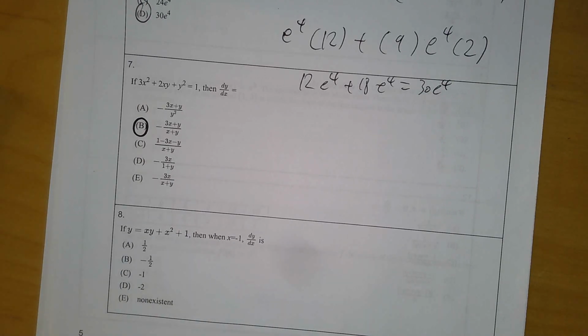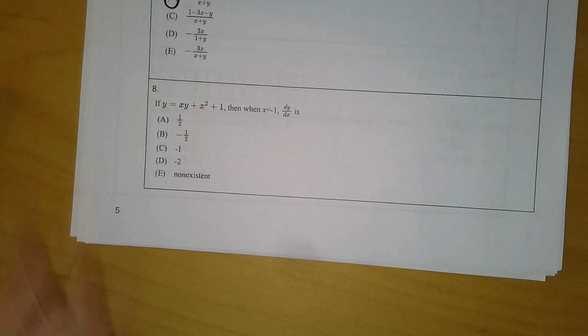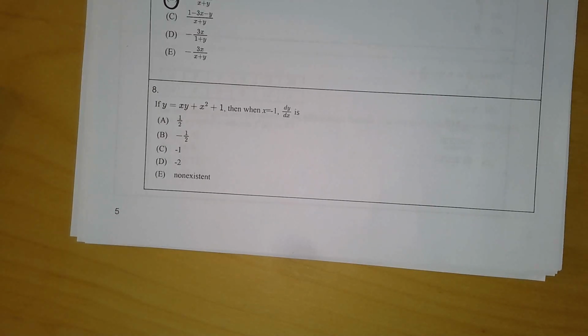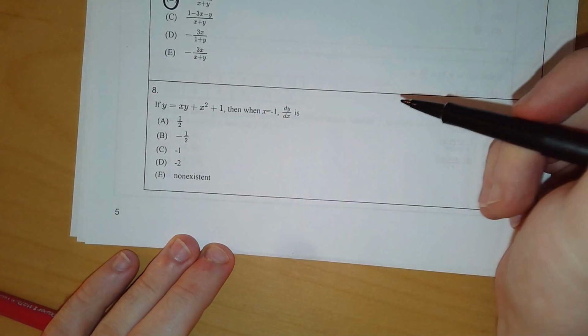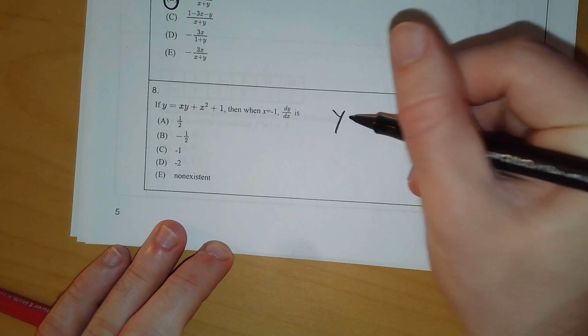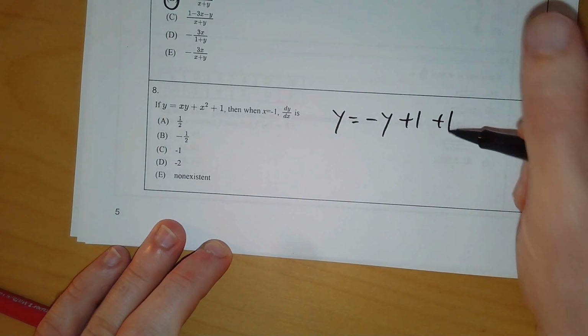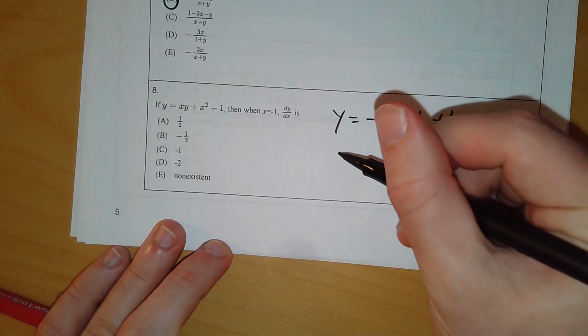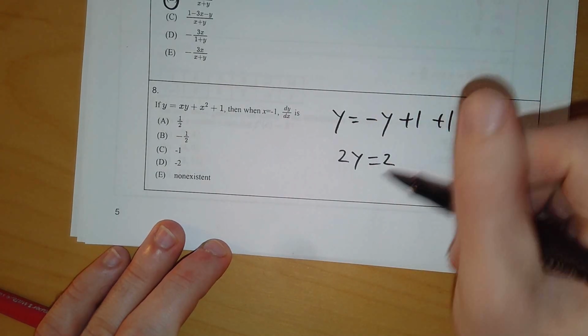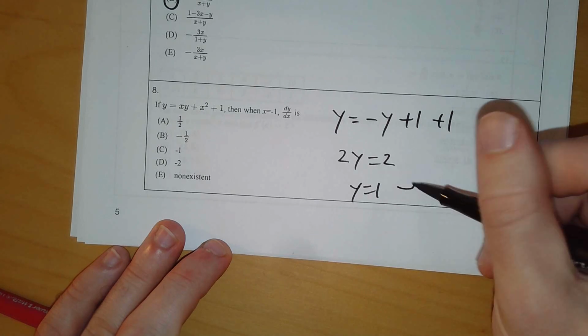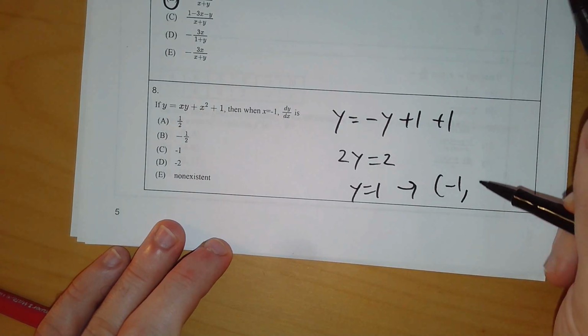If y equals xy plus x squared plus 1, when x equals negative 1, what is dy/dx? So little thing, before we get going, I'm going to plug in the negative 1 for x. So we're going to have y equals negative y plus 1 plus 1. So 2y equals 2, y equals 1. So my coordinate is now going to be negative 1, 1.